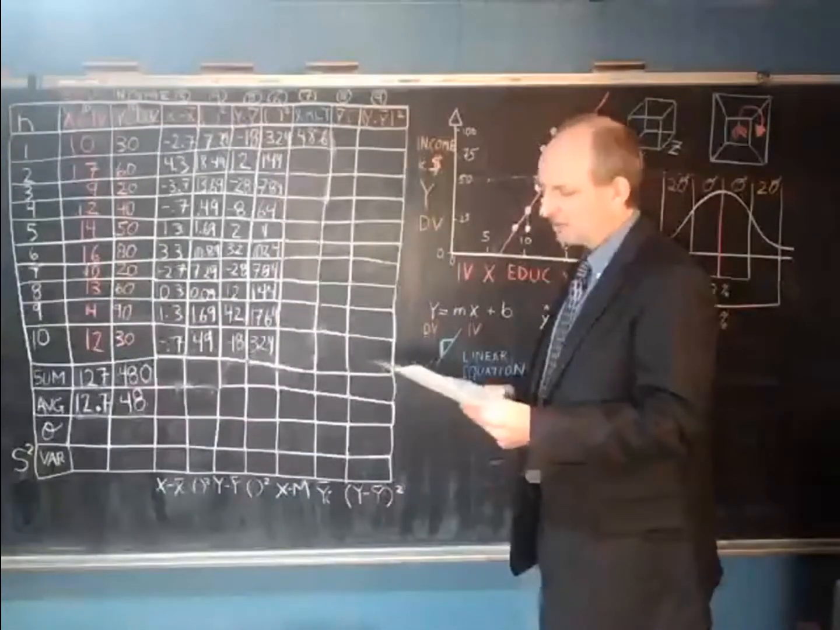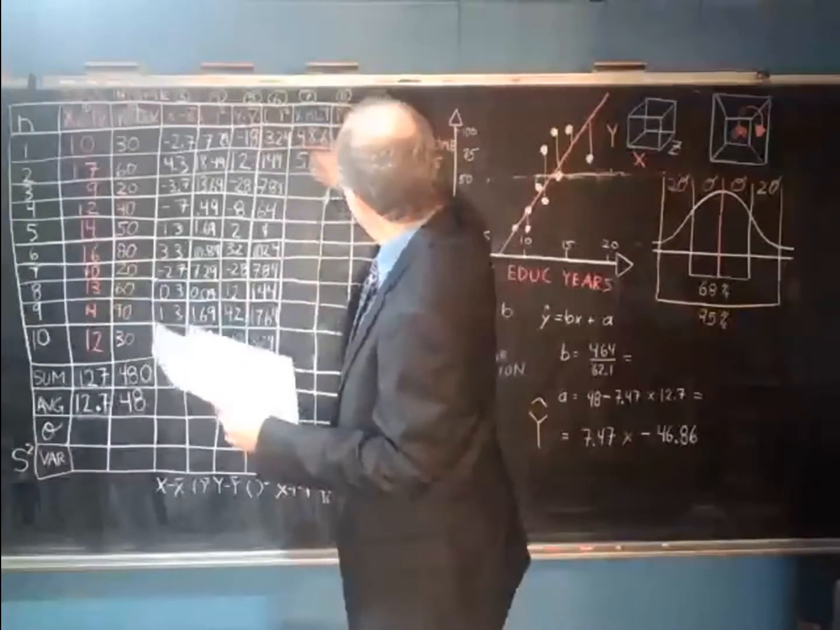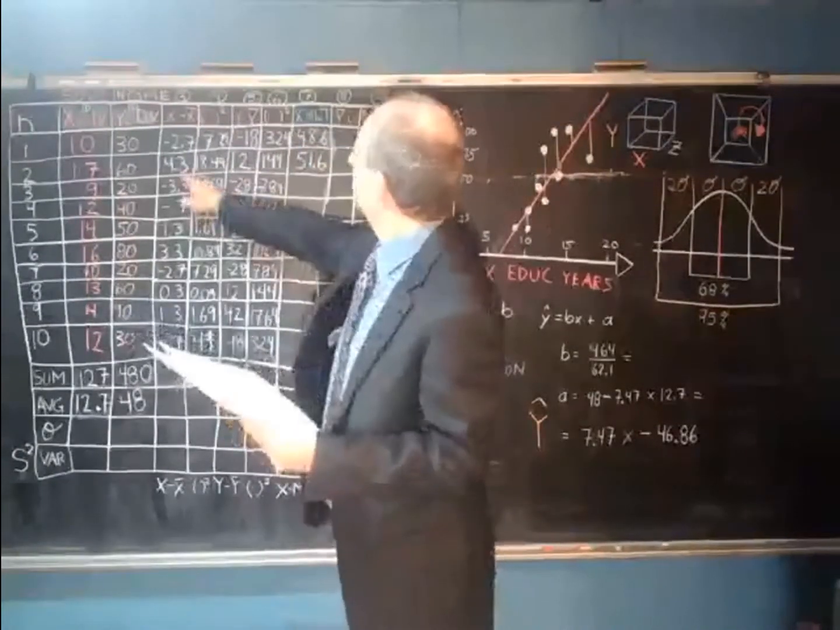So let's go put in these cross values. Next one's going to be 51.6. Right? It's going to be 4.3 times 12.